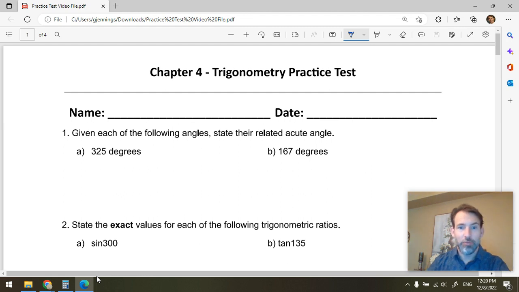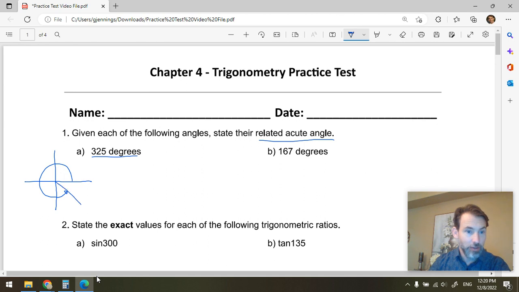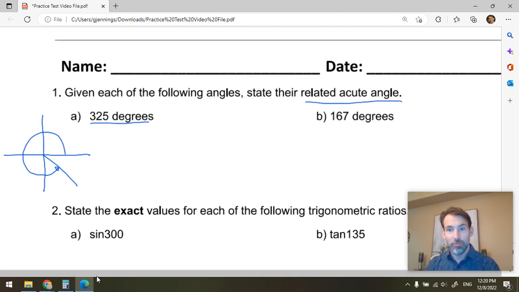If you want to find related acute angles, you want to imagine what angle this makes with the x-axis. That's the related acute angle. So let's find that. Draw your xy plane. Go 325 degrees. That's almost all the way to 360, but not quite. And draw your angle, then zoom in if you're able.